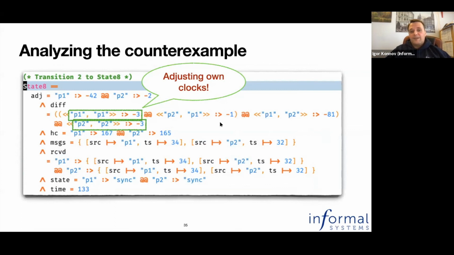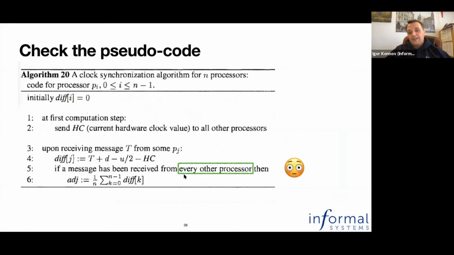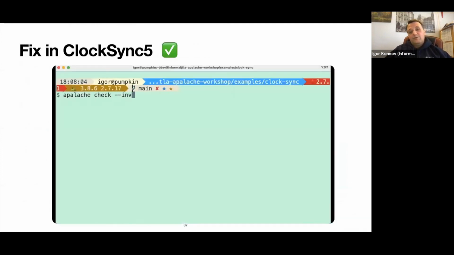Why would a process adjust its own clock? It knows it precisely. So the reason for that is that I missed this line that is saying that I should receive a message from every other process, which means that I shouldn't calculate adjustments for myself. I should exclude the process P, actually. So that was a bug which I made unintentionally, and the model checker has found it. It's good. I'm not going to show you the fix.